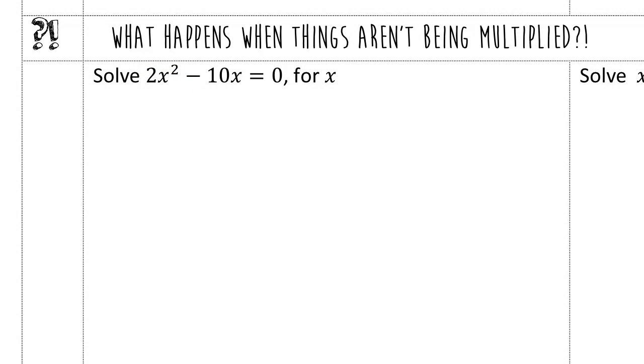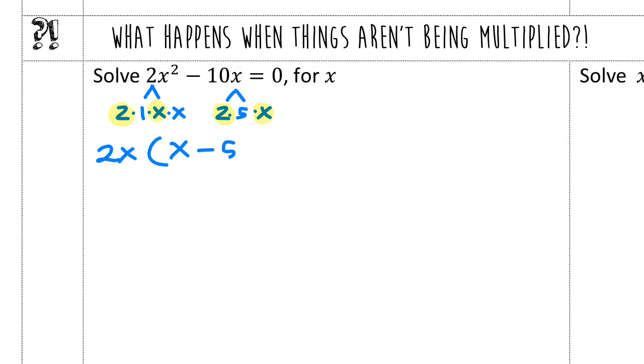Okay, so looking here, I know this is not factors, but I can use reverse distributive property to make it look like factors. So I'm going to split this up, 2 times 1 times x, hopefully you remember that, and 2 times 5 times x. When I do this, I see what they have in common, 2x, and everything else gets left out. So 2x times x minus 5.